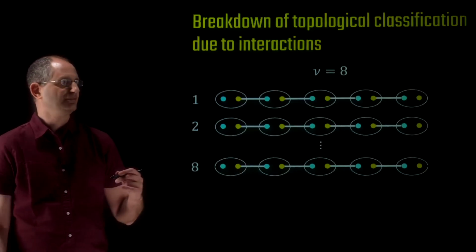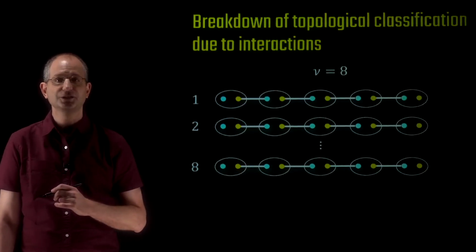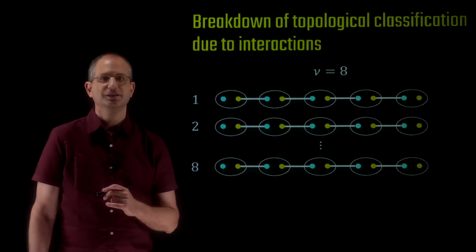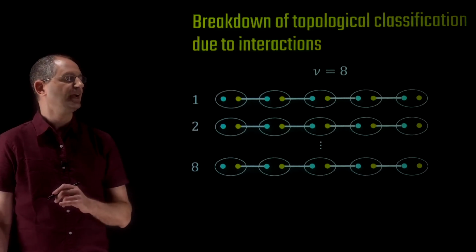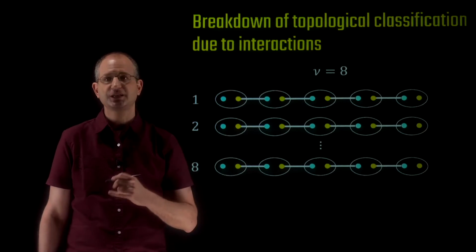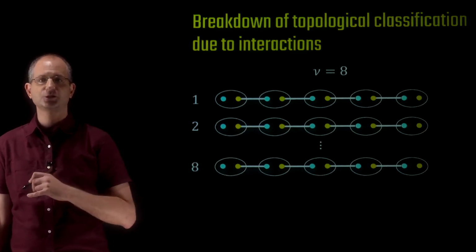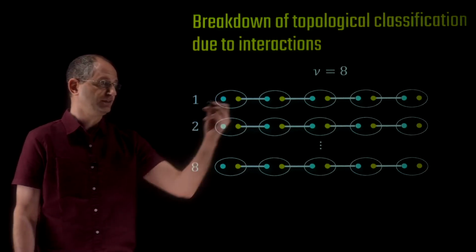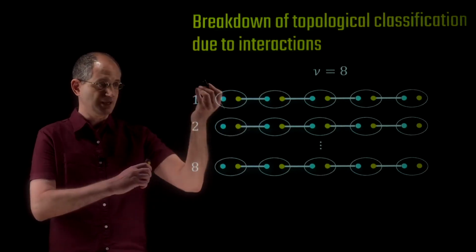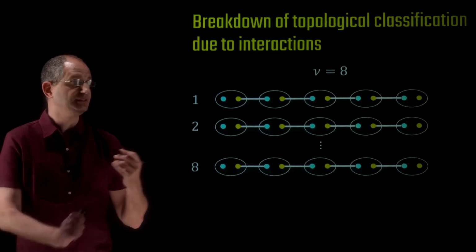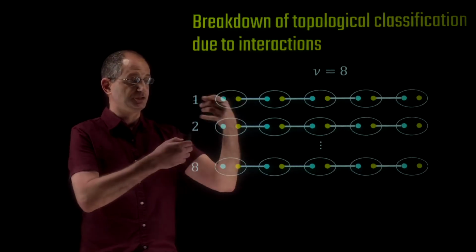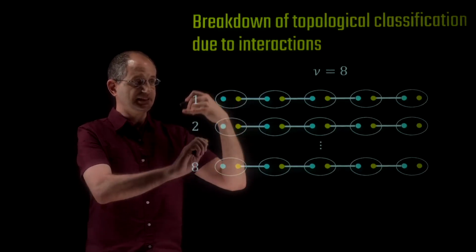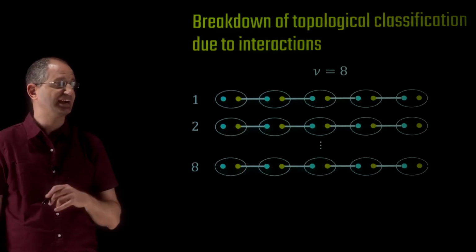Okay, so finally, let's jump to the case nu equals 8. In this case, it turns out that the interactions can actually lift the ground state degeneracy associated with the edge completely, and therefore the phase nu equals 8 has the same edge spectrum as vacuum, and indeed this phase, in the presence of interactions, is actually equivalent to the vacuum.